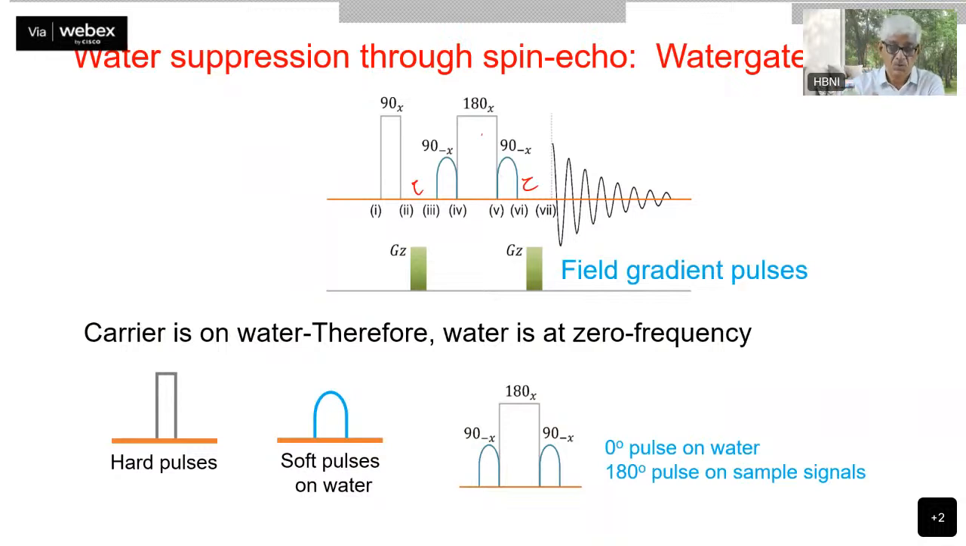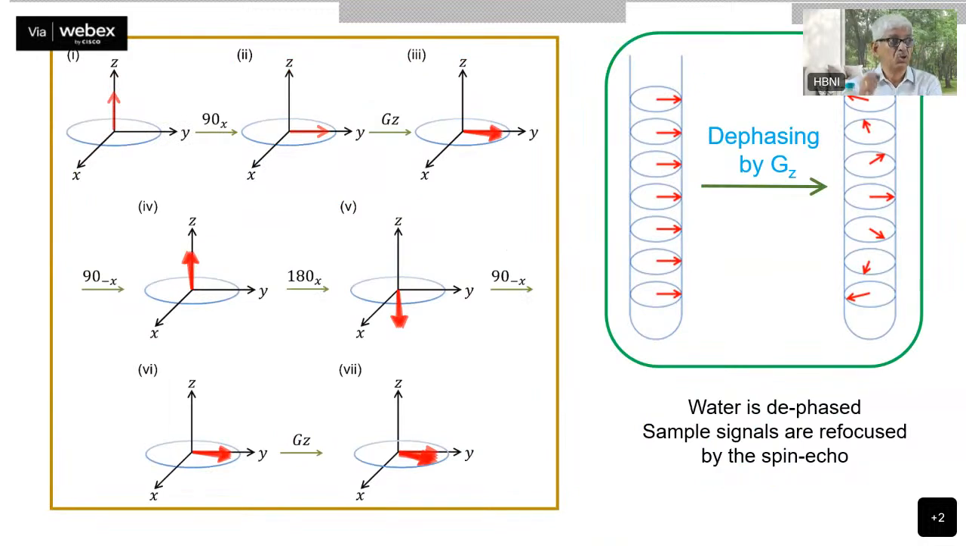How does this help? What do these gradients do? Let's see that here. You go through this sequence. This diagram is for the water. The magnetization is on the z-axis. You apply a 90x pulse as you apply for everything else, so the magnetization comes onto the y-axis, let us say.